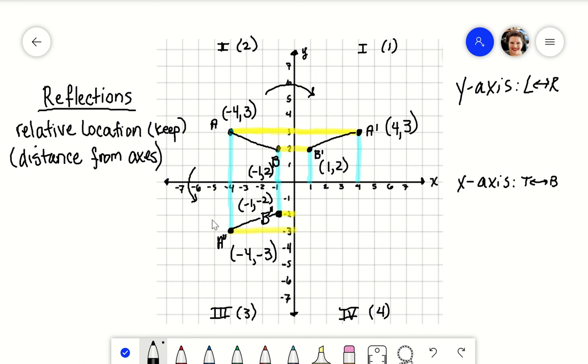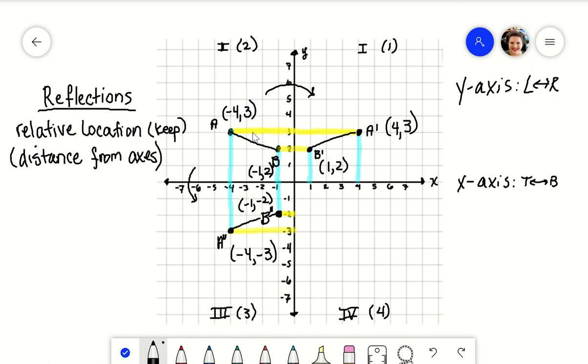And something else about relative location is that the relative location within the shape will be reversed as well, because it's a reflection. So notice here in our pre-image, A is on the top left. When we reflect it across the y-axis, it's on the top right. When we reflect it across the x-axis, it's on the bottom left.